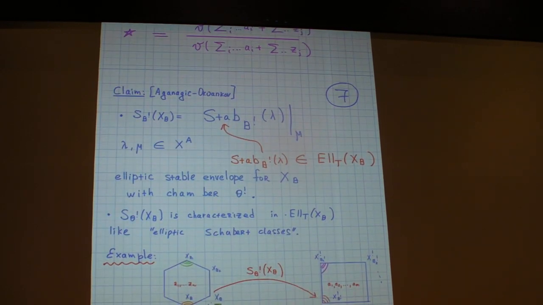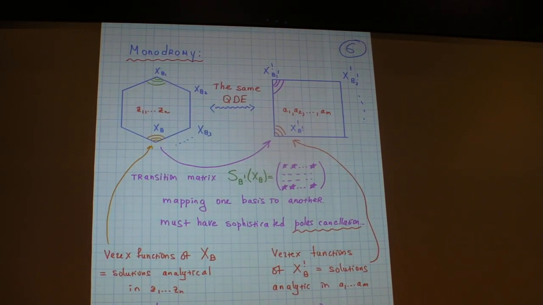So the answer is that this matrix is the elliptic stable envelope of a variety X with the choice of a chamber. The construction of the elliptic stable envelope depends on some extra choices, and the chamber corresponds to a choice of a stability condition on the dual side. So the chamber of a stable envelope is a choice of a corner on the moduli space on the other side.